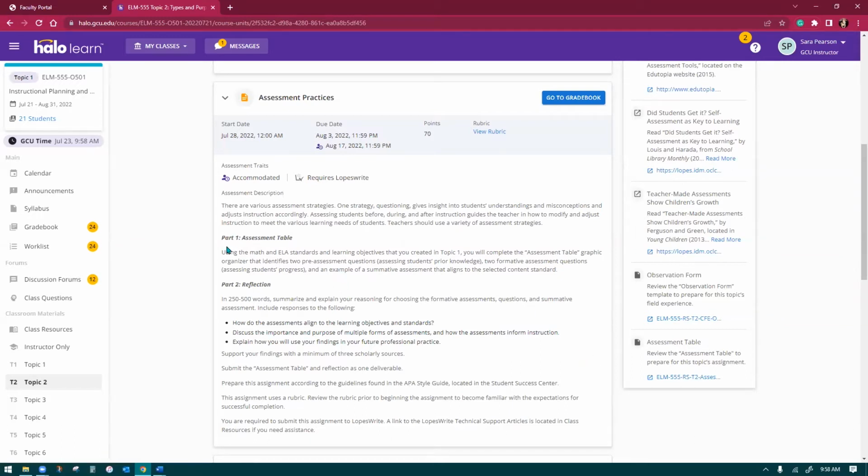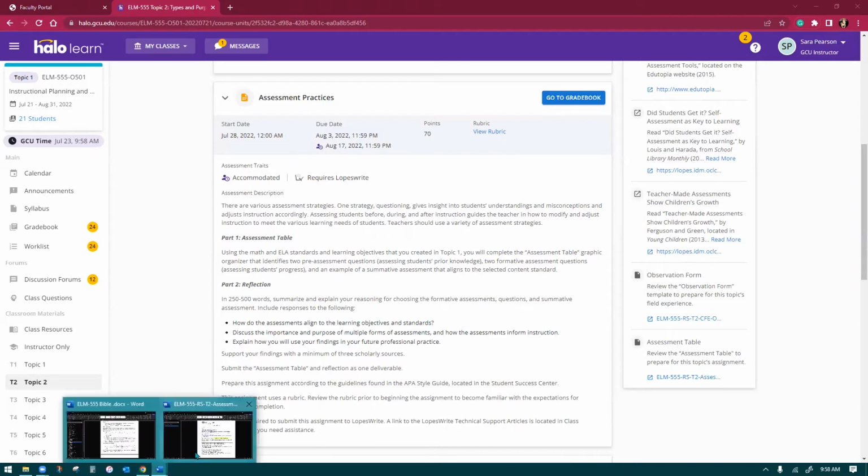Part 1 is going to be completing that assessment table. So you're going to use the math and ELA standards and objectives that you created in topic 1, and you're going to bring those over to your topic 2 assignment. And then you'll complete this assessment table.